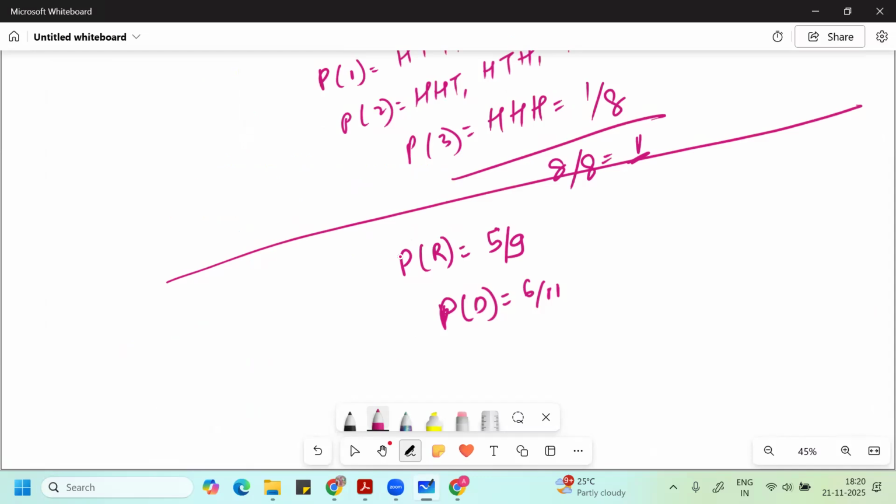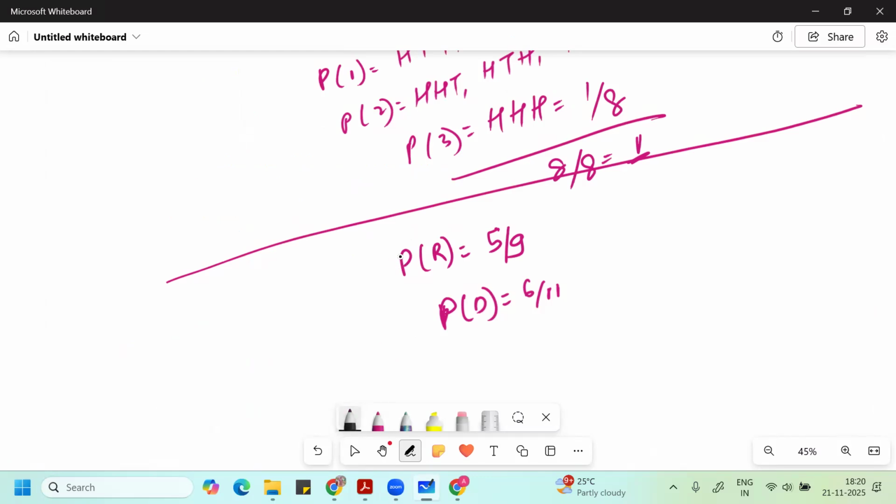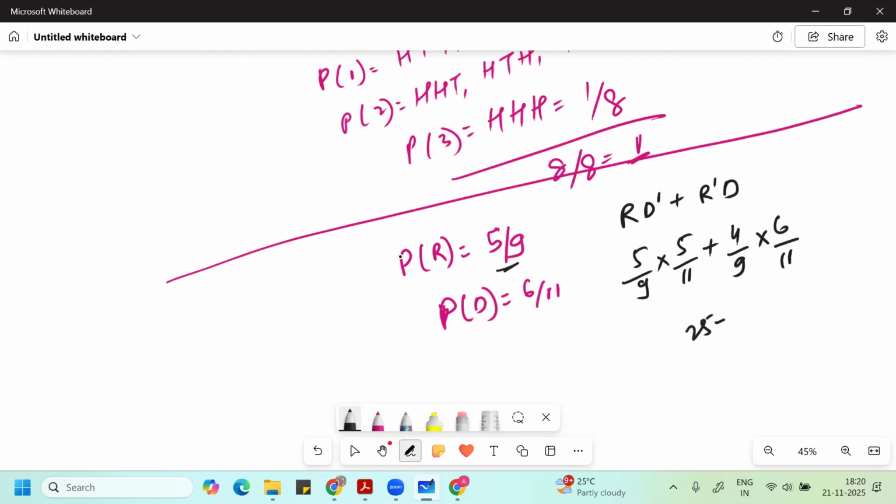So the probability that the target would be hit once means Rupesh hitting and David not hitting, or Rupesh not hitting and David hitting. So it would be 5 by 9, David hitting is 6 by 11, David not hitting would be 5 by 11. Rupesh hitting is 5 by 9, not hitting would be 4 by 9, David hitting would be 6 by 11. So it would be 25 plus 24 by 99. So it would be 49 by 99.